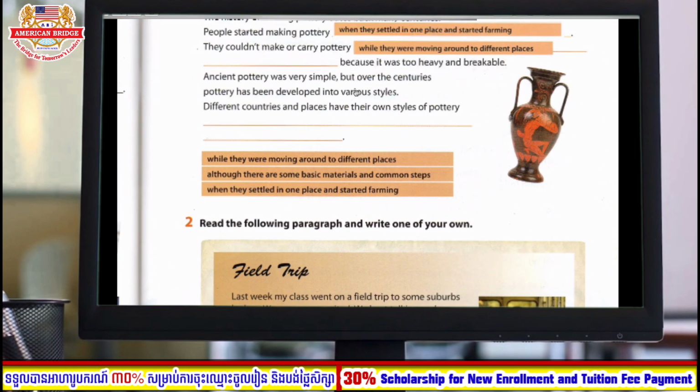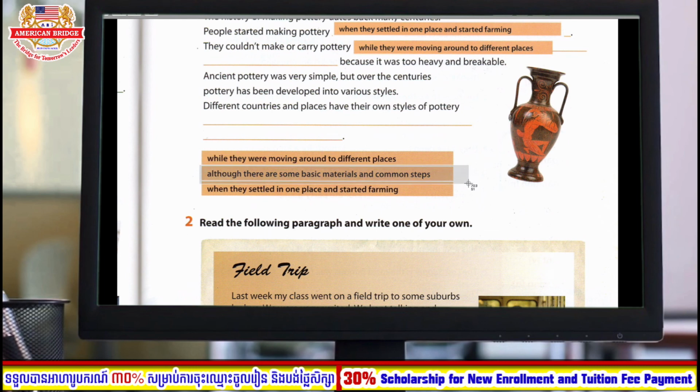Okay, sorry, I need to copy this again. Okay, so this is the correct answer here, it should be put here.